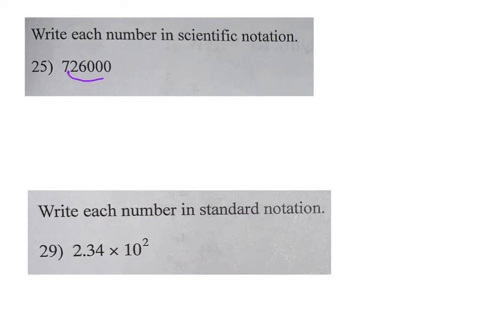And then I'm going to see how many places I moved it. So how many places did I move it? 5, right? So I want it 7.26. And because it started out a large number, this is going to be a positive 5 in my exponent.